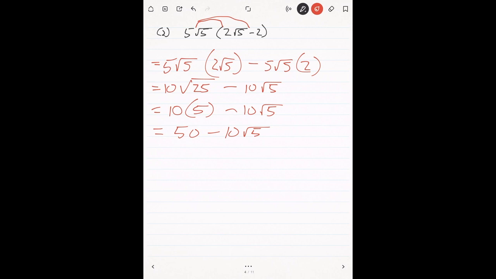Can we go and combine these anymore? No, we can't, because they're not like radicals. So don't worry about that. We've gone through and we've simplified this expression down. We've performed multiplication on it.